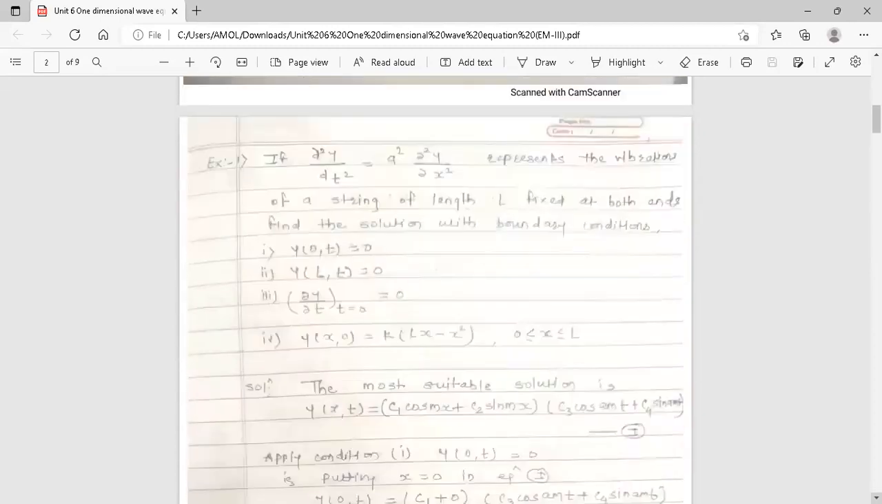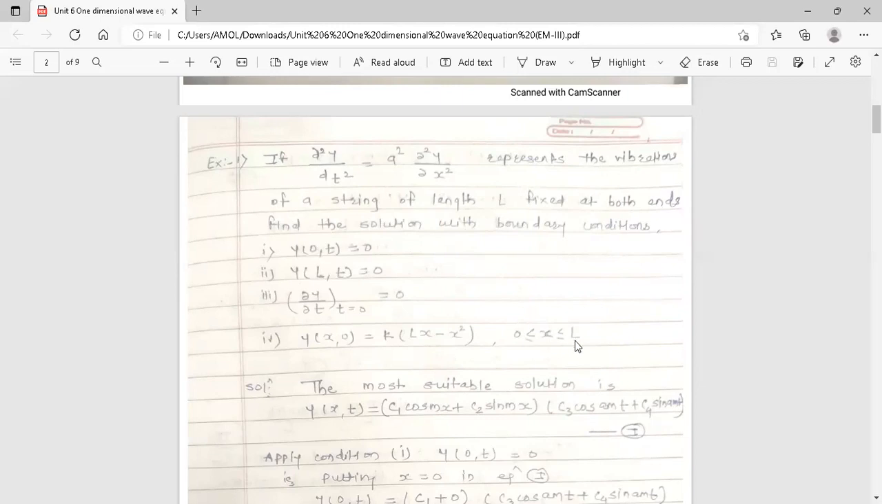Okay. Now the example we are going to discuss here. If del square y by del t square is equal to a square into del square y by del x square represents the vibrations of a string of length L fixed at both ends, find the solution with boundary conditions: y of 0, t is equal to 0, y of L, t is equal to 0, del y by del t at t equal to 0 is 0, y of x, 0 is k into (lx minus x square), where x lies between 0 and L.